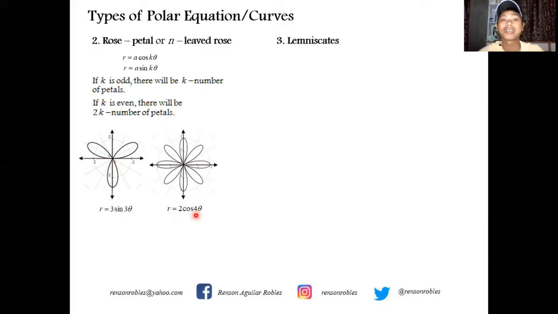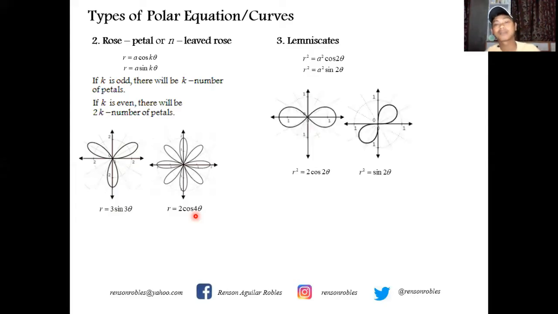And then we also have lemniscates. They are spiral in nature, and their general equation is r squared equals a squared cosine 2 theta, and r squared equals a squared sine 2 theta. And here are some examples. This is a lemniscate defined by r squared equals 2 cosine 2 theta, and this is an example of lemniscate defined by r squared equals sine 2 theta.